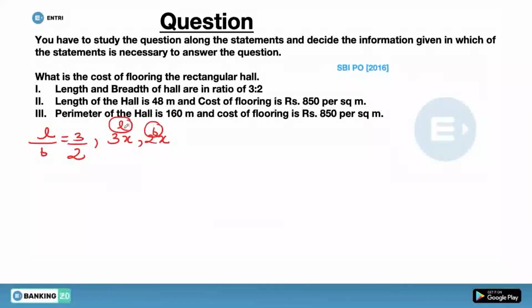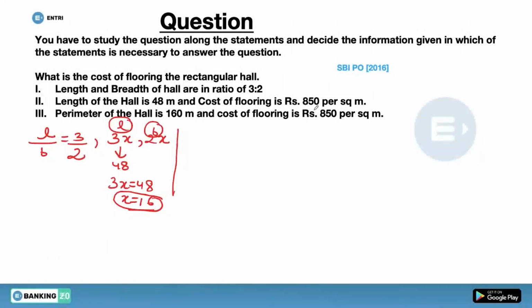Now, coming on to the next part. We are told that the length of the hall is 48 meter. If I am given the length as 48 meter, that means 3x is equal to 48. And if I solve this, what would be the value of x? The value of x would be 48 by 3, that is, it would be 16. And if I get the length, I can calculate the breadth as well because it is 2x, that is twice of 16. And what would be its value? Its value would come 32.